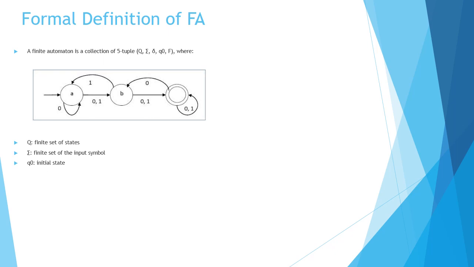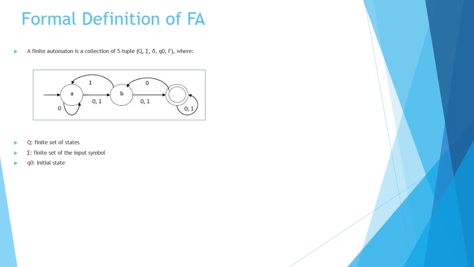The third one, Q naught, is the initial state. Whenever this arrow symbol appears, it represents the initial state, so this state will be our initial state. One more point you must remember is that a final state can be the initial state. Let me use the pointer. Suppose I have marked an arrow like this on our final state. This state can also be the initial state.